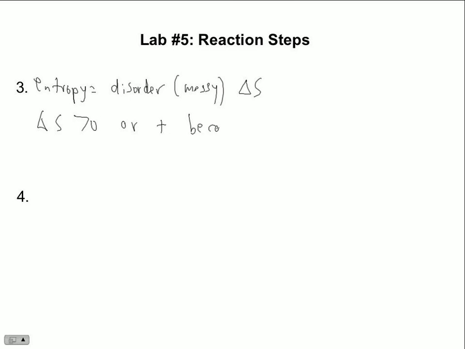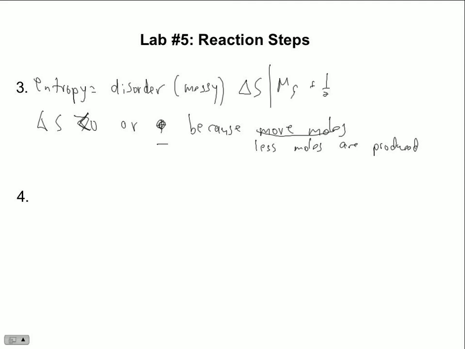Actually, excuse me, I apologize. It's going to be less than 0. It's going to be negative because fewer moles are produced. Let's go ahead and look at that reaction. It's Mg plus 1/2 O2, formation of magnesium oxide. We got 3/2 moles on the reactant side, 1 mole on the product side.